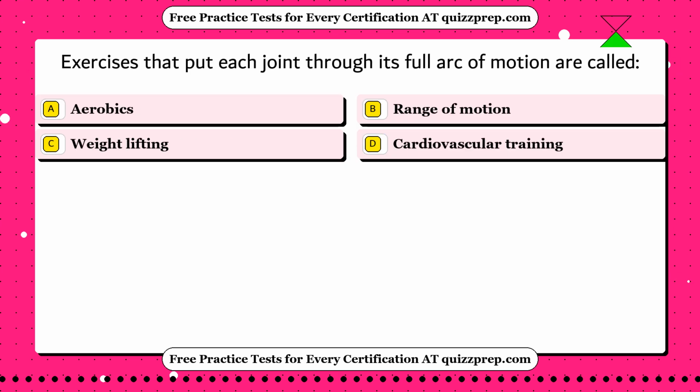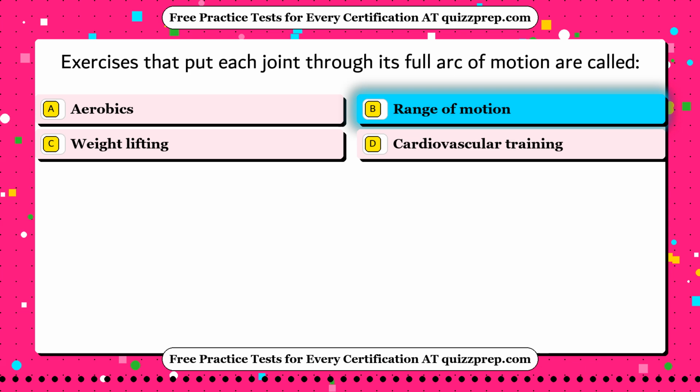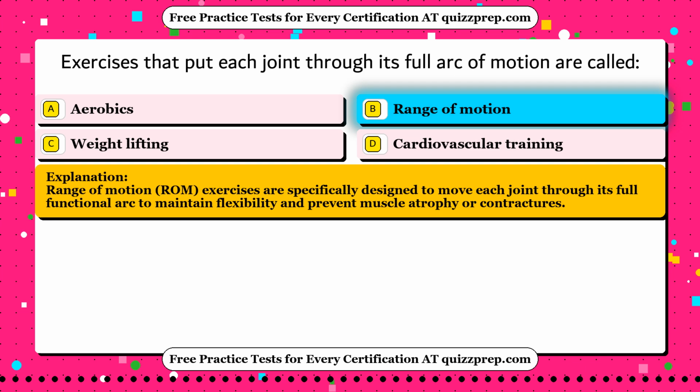Question 55. Exercises that put each joint through its full arc of motion are called: Option A, aerobics. Option B, range of motion. Option C, weightlifting. Option D, cardiovascular training. The correct answer is option B, range of motion. Range of motion, ROM, exercises are specifically designed to move each joint through its full functional arc to maintain flexibility and prevent muscle atrophy or contractures.